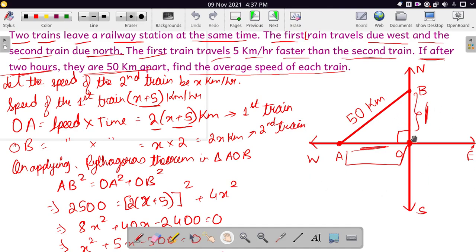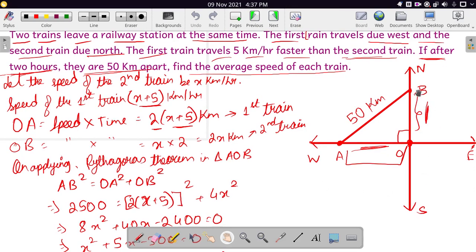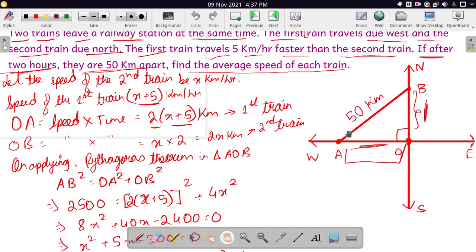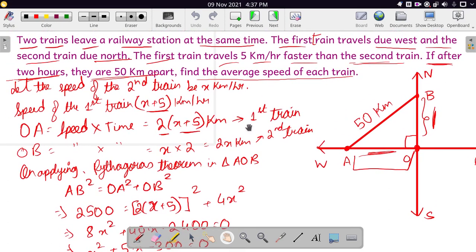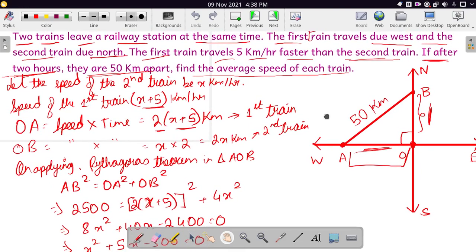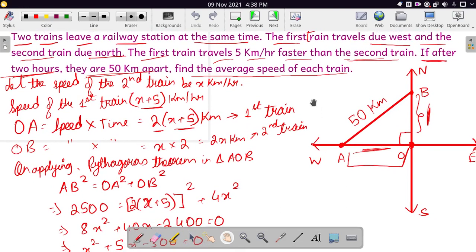You can imagine that B has moved towards north, A has moved towards west, so it is basically creating a right angle triangle. Then only you will be able to apply the Pythagoras theorem, right? You will never be able to imagine this is a right angle triangle, because the question does not say it is one. So that is the main purpose of drawing the diagram.